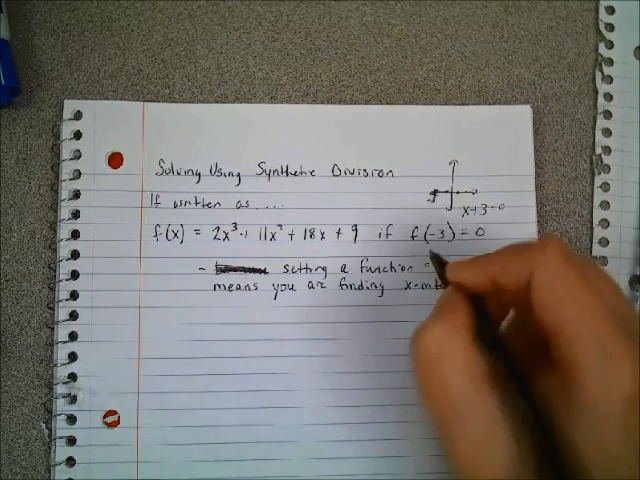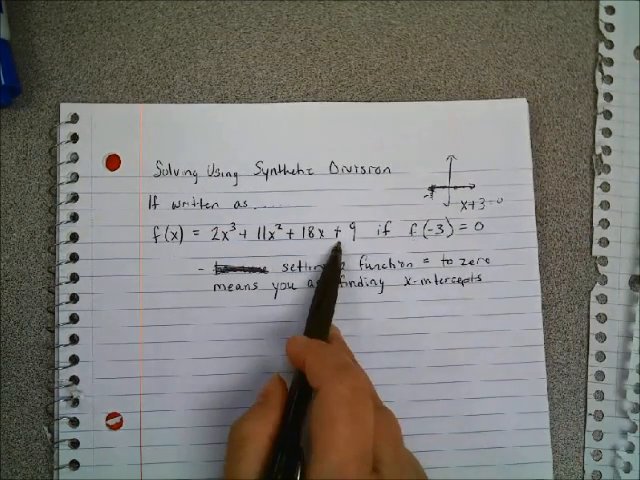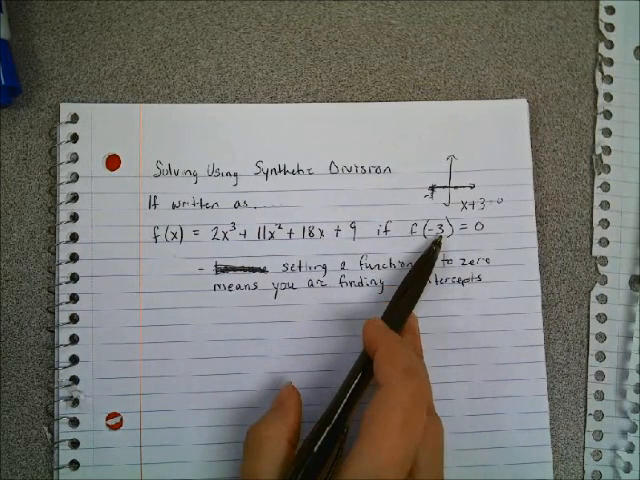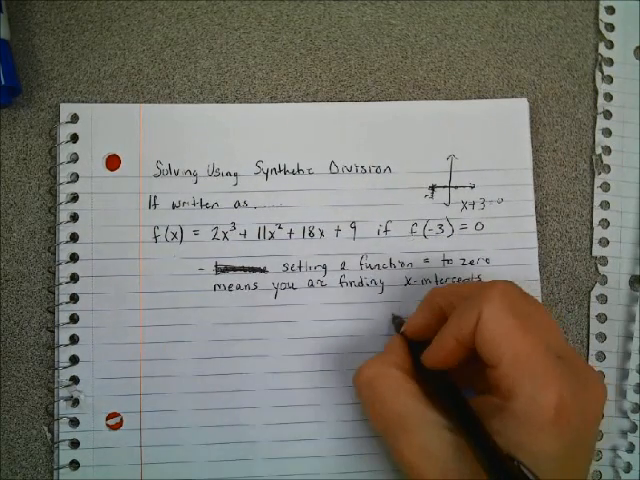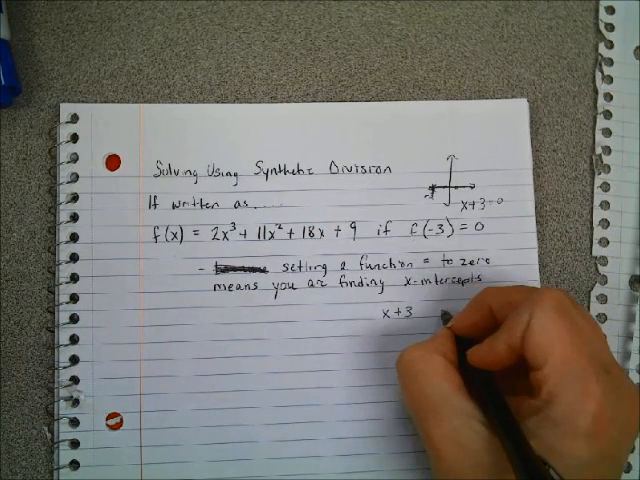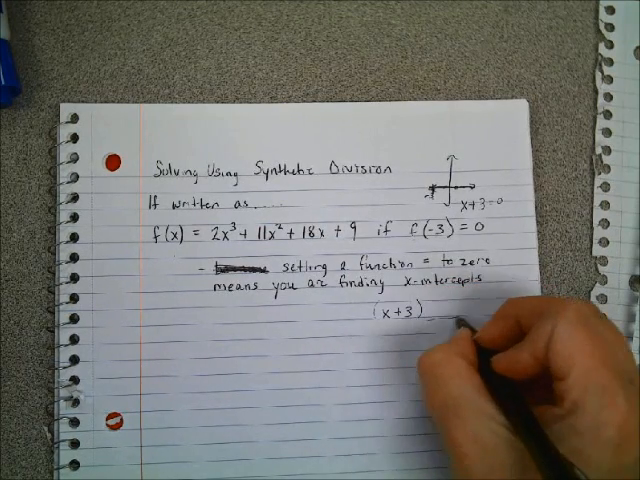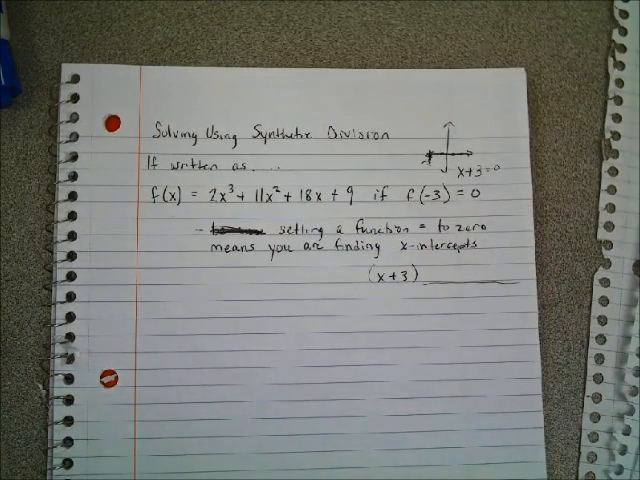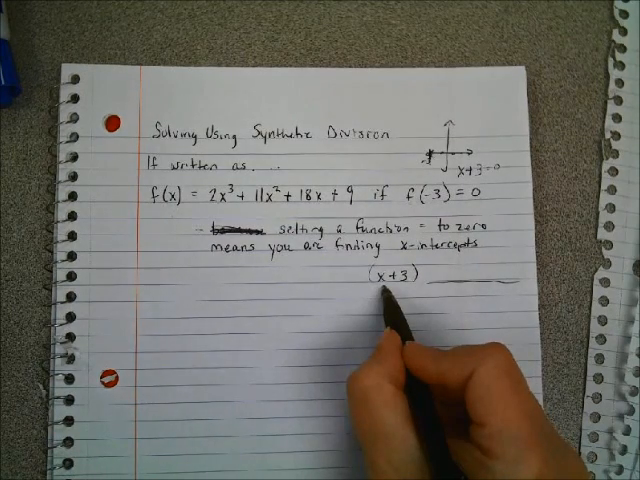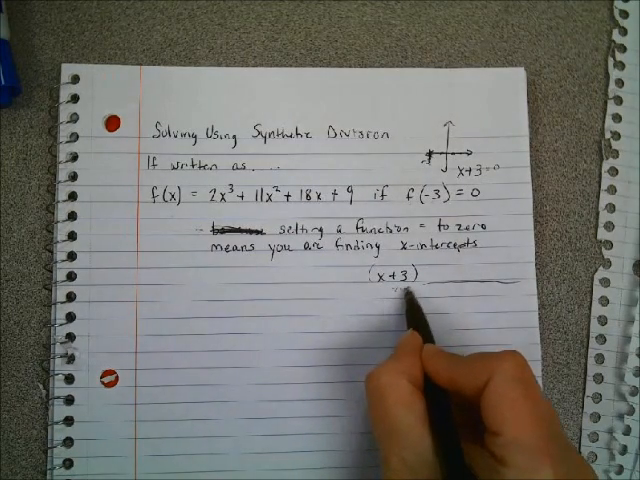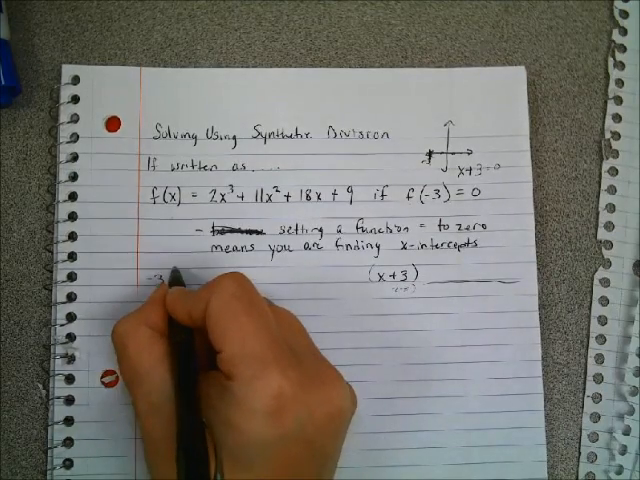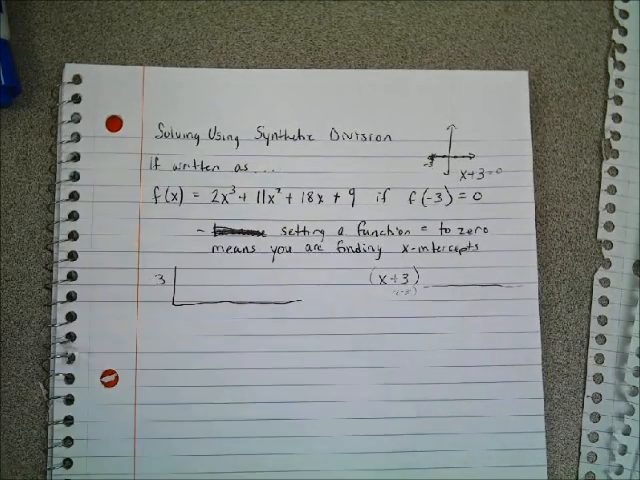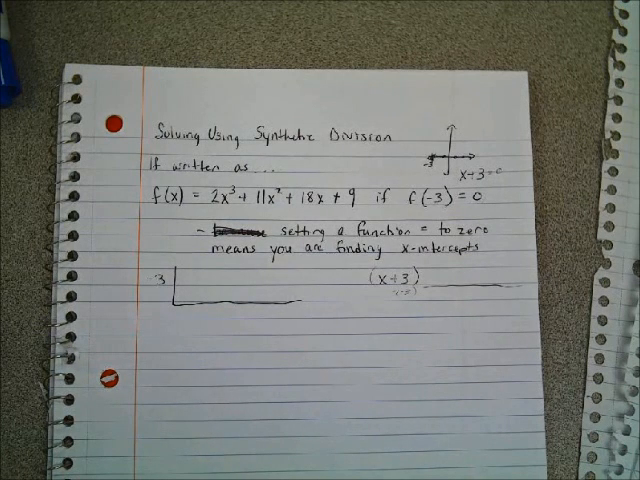So one of my factors to this polynomial is going to be x plus 3 if f of negative 3 equals 0. So I know one of the factors is x plus 3. I need to find the other factors. So I'm going to use synthetic division to help me find the other factors. x plus 3 is the same thing as x minus negative 3. So I'm going to use synthetic division with negative 3. So now might be a good time to go ahead and pause and write that down, and then we'll start the synthetic division together.